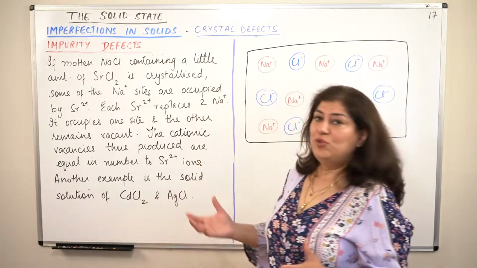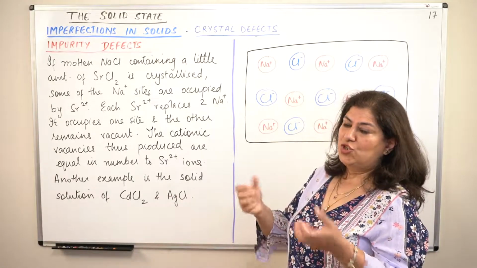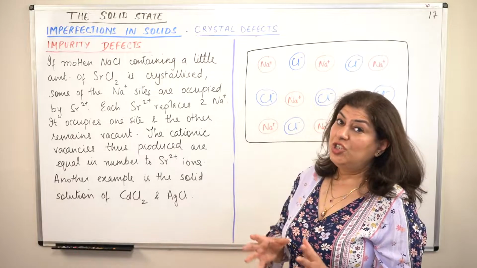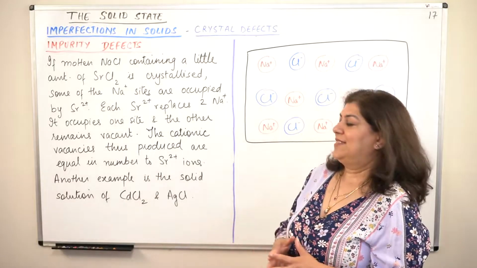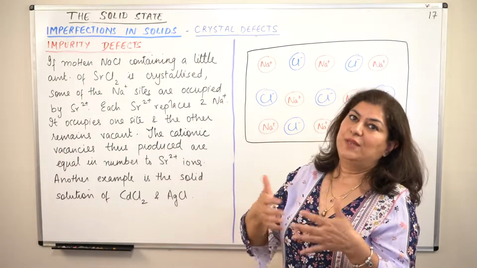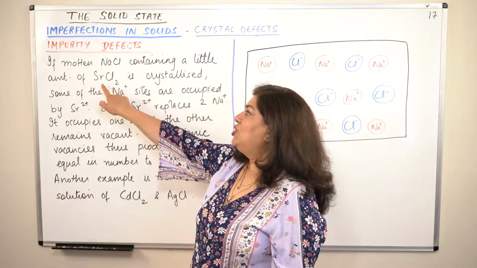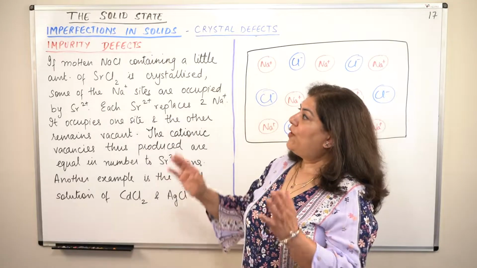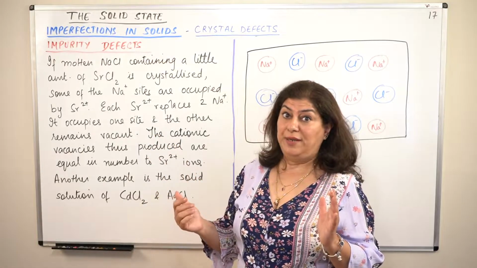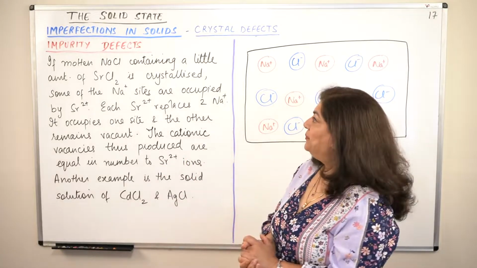An example is molten sodium chloride, molten meaning heated so much that it turns into a liquid. If molten sodium chloride contains a little bit of strontium chloride and it is crystallized, then some of the strontium chloride also crystallizes along with the sodium chloride. The sodium ion has one positive charge and strontium has two positive charges. So for every sodium there should be one chloride ion, but for every strontium there should be two chloride ions, in order to maintain the stoichiometry and the electrical neutrality.